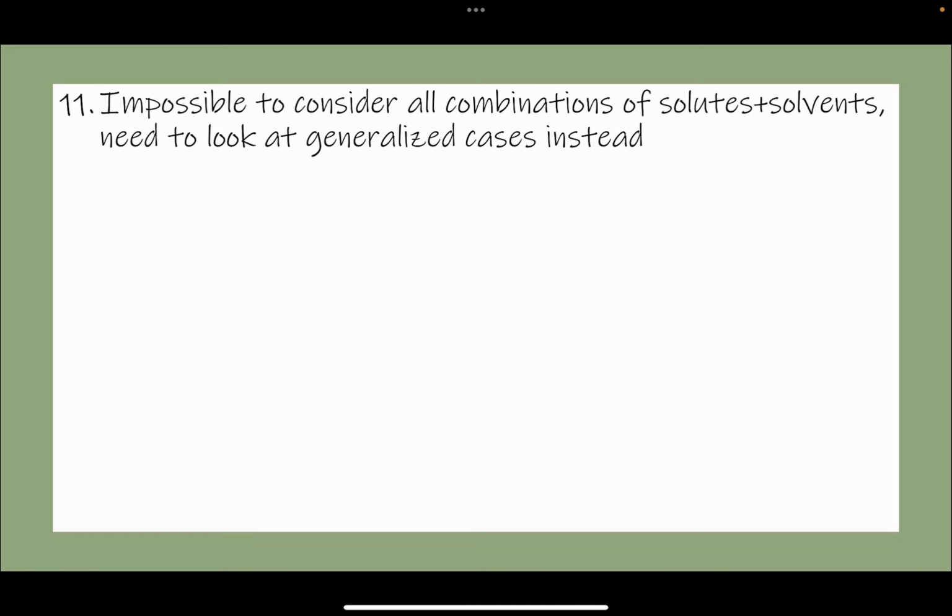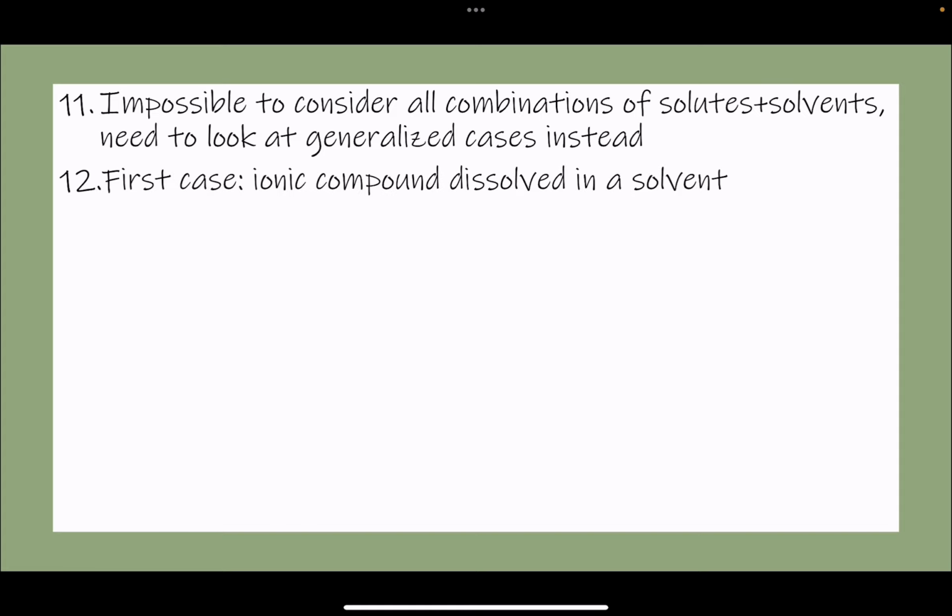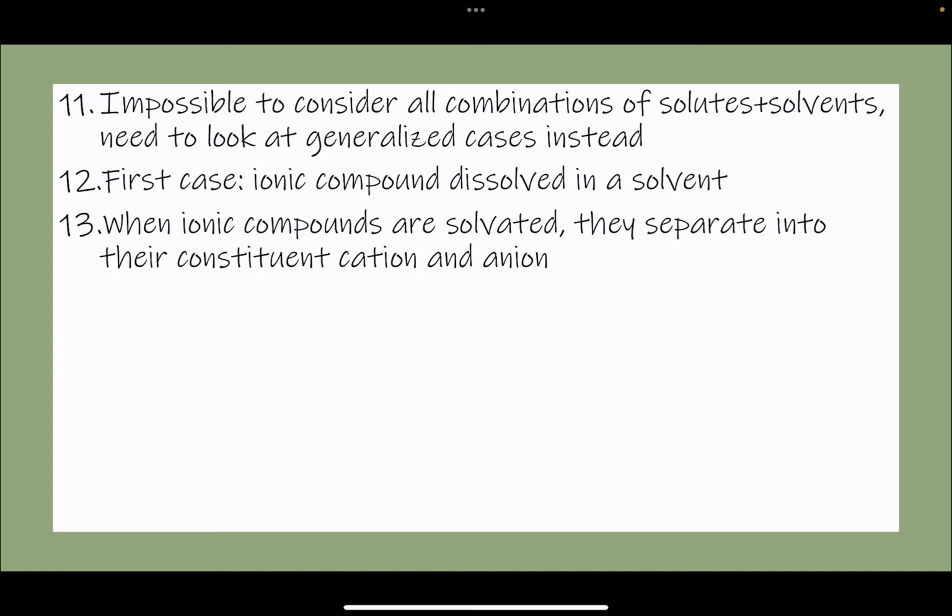It is, of course, impossible to predict solubilities for each and every combination of solute and solvent, so chemists must rely on generalized rules of thumb instead. The first and simplest case is for an ionic compound dissolved into a solvent. When ionic compounds are added to a solution, they separate into their constituent ions, their cations as well as their anions.